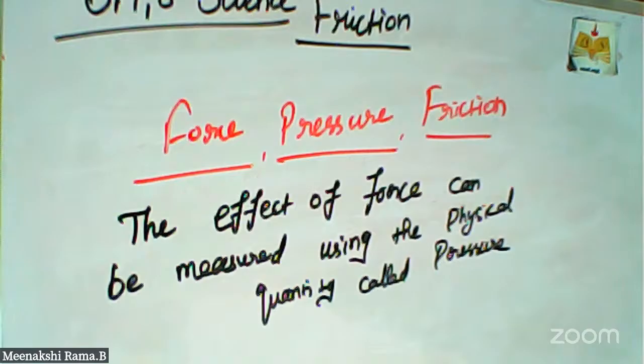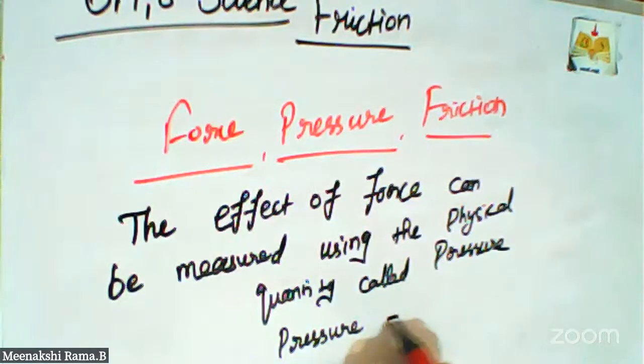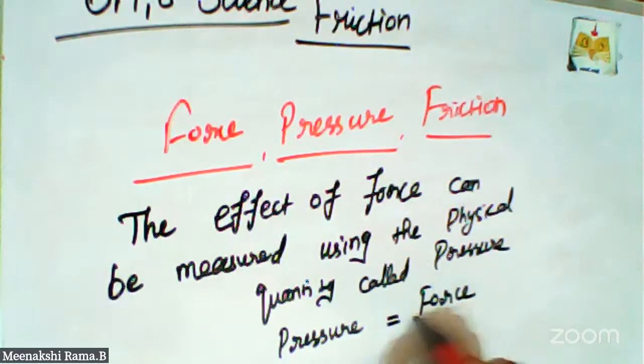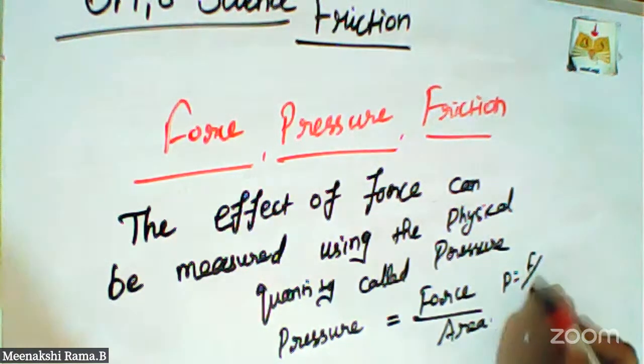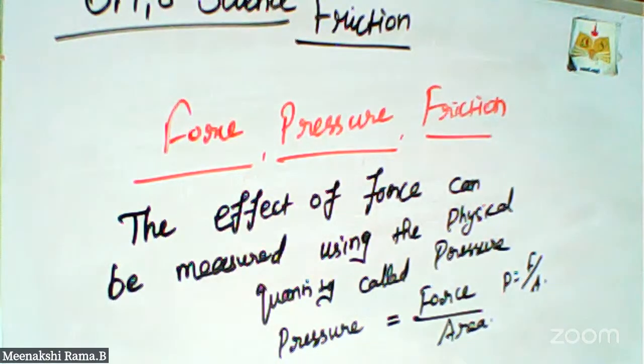So the effect of force that can be measured using that physical quantity is called pressure. How can we measure the pressure? The formula of pressure is force by area. So this is the formula to calculate the pressure, that is P equal to F by A. Just type your questions. I will explain the answers to your questions.